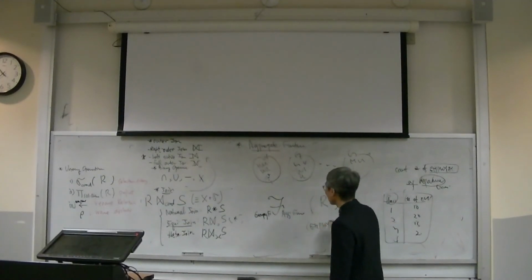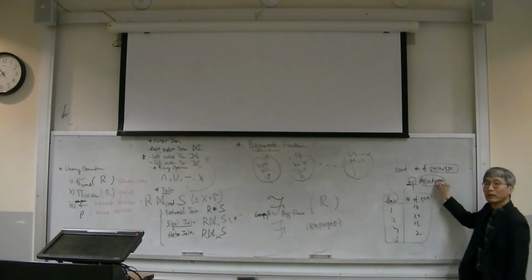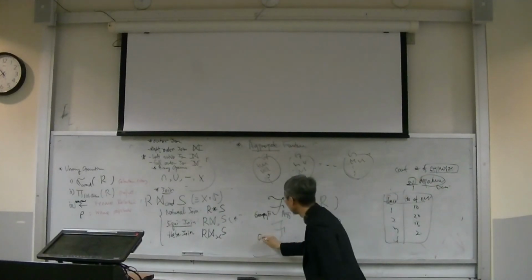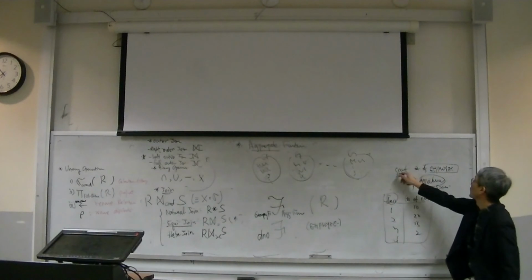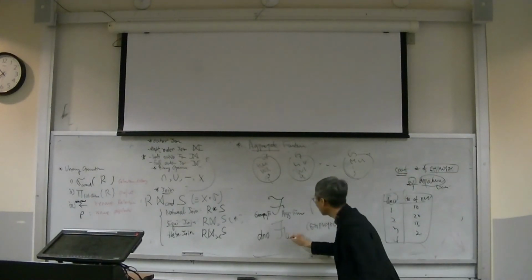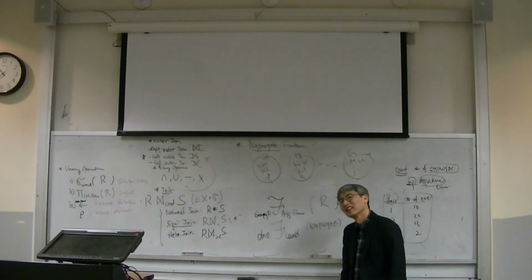For the employee, it's a group by what? Department, DNO. Okay? Then it's a count. So we can count what? Department.